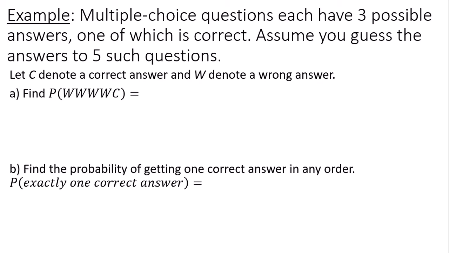This is an example on how to calculate probabilities, which could be used to build a probability distribution. There are multiple choice questions on a test or quiz that each have three possible answers, only one of which, of course, is correct. Assume you guess the answers to five such questions. So let C denote a correct answer and W denote a wrong answer.